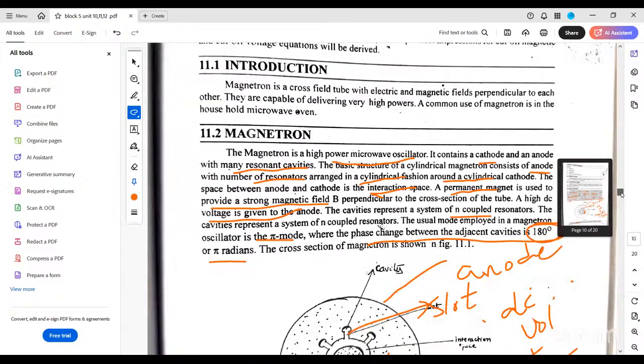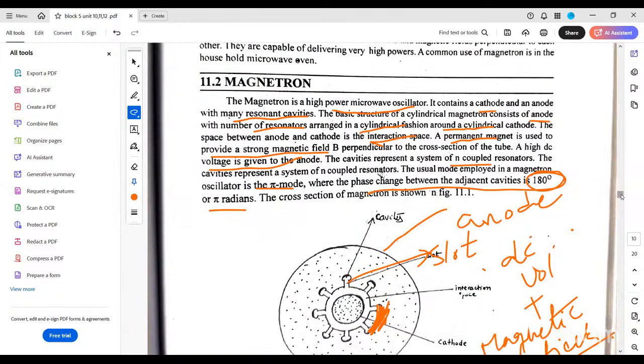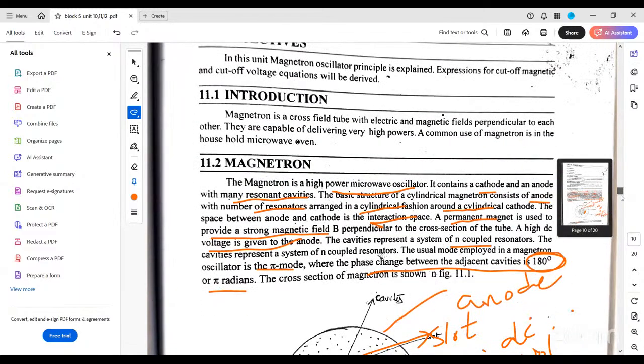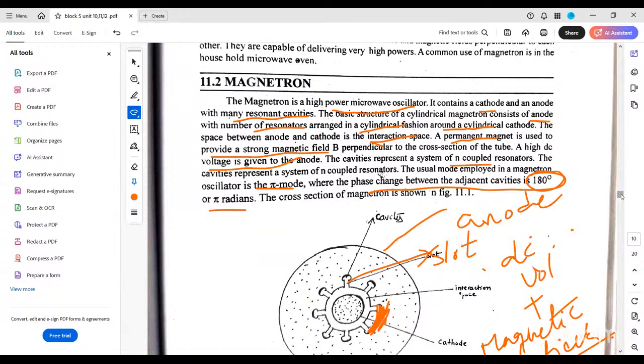What is the function of magnetron in general? What did you understand? Magnetron has an anode, cathode, resonant cavities, and interspace region. Resonators are connected with 180 degrees phase between adjacent ones. The number of resonators here is up to 11 only, up to 7 here; up to N facilities are also available.